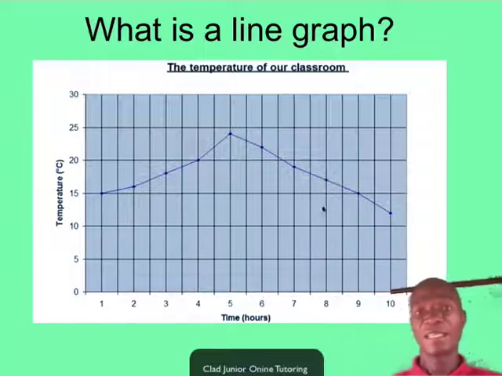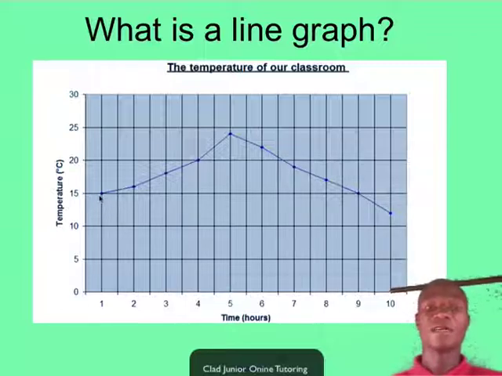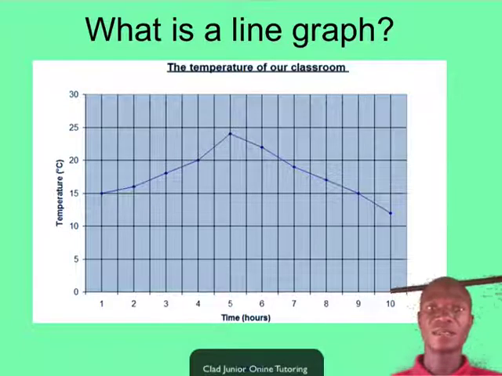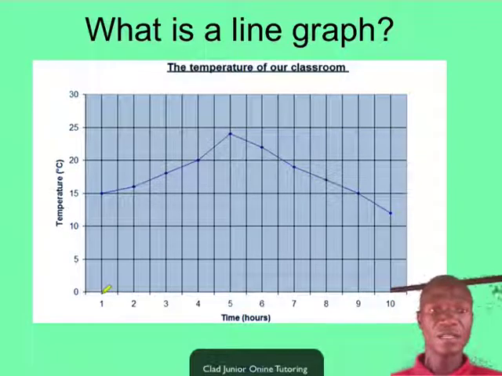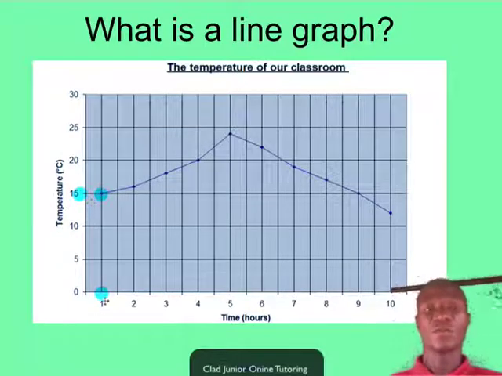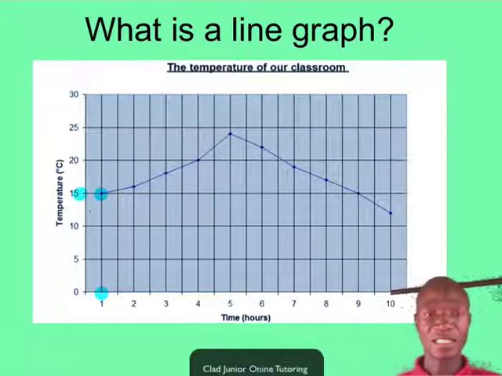Now let's look inside the graph. There we have a line that has got some dots. These dots are the plotting of the graph that we've done. You are going to see that later in this lesson. So here we've got this dot. It was plotted at the first hour. Here at 1. So at the first hour, the temperature was 15 degrees.